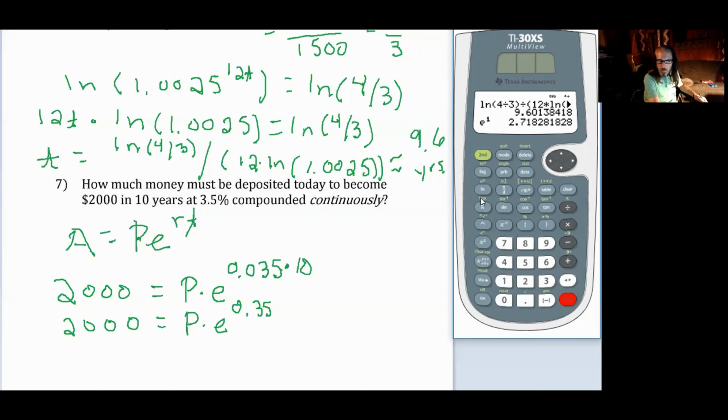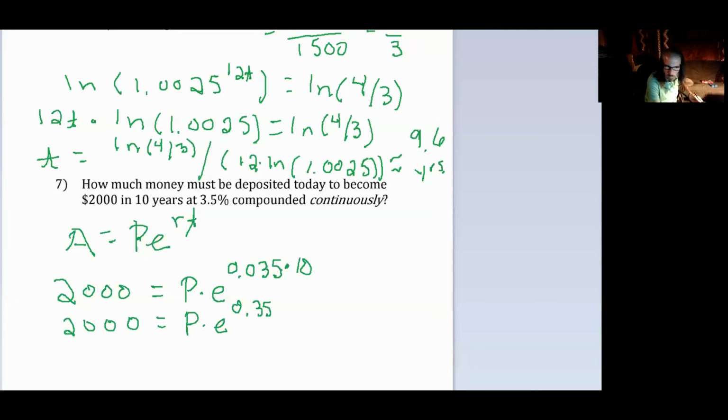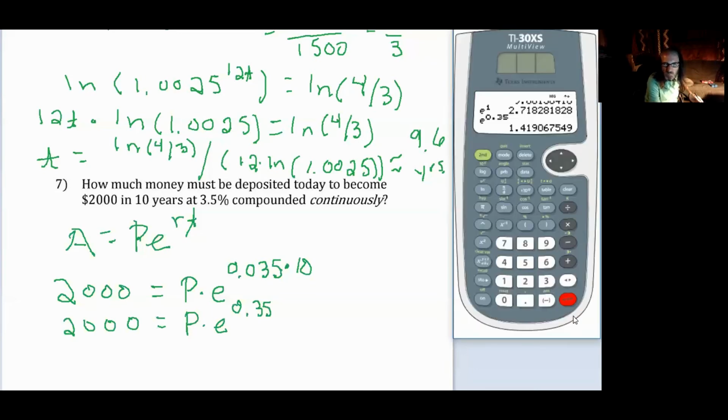Raise e to the 0.35 power, and that's just something that's being multiplied to P. So let me do it this way. That number, that's about 1.41906 something, is multiplied to P. So we're going to divide both sides by that number to get P alone.